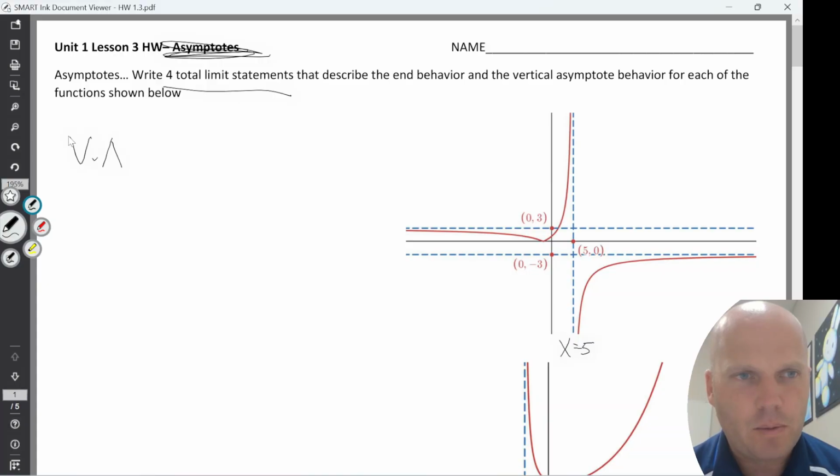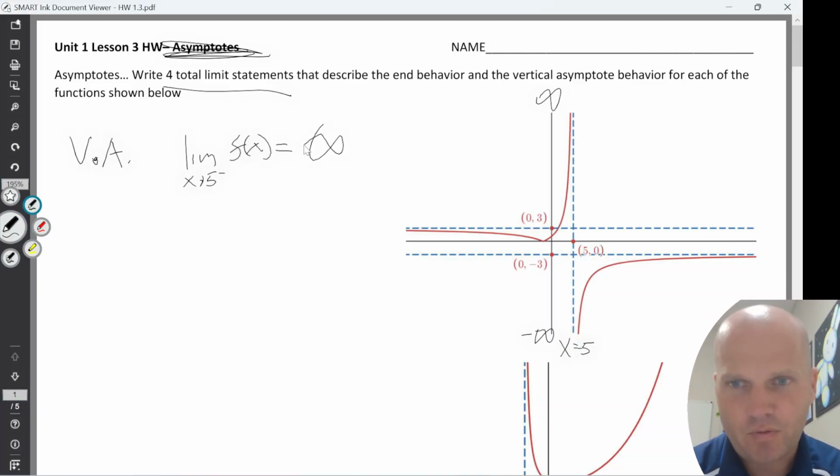Our goal is to be able to understand that at a vertical asymptote, our function is trending towards the positive and the negative infinities for our y's. So I would say the limit as x approaches 5 from the left of the function equals positive infinity. If I'm to the right of 5, I'm going to approach negative infinity.